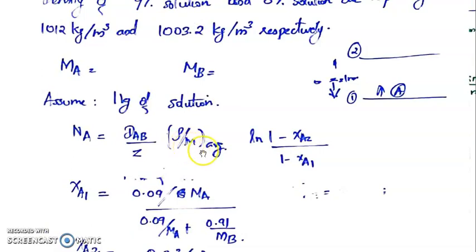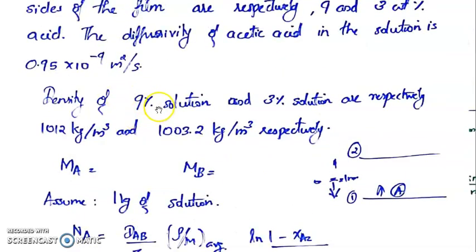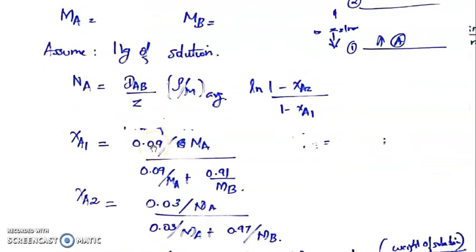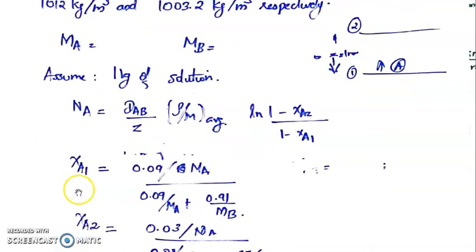So let's get back. Here, what are the data that are not known to us? Do we know rho by M average? No, we do not know. So we have to find rho by M average. We also need to find XA2 and XA1, the mole fractions at two different locations. For that, since the concentration is given as weight percentage, let us assume 1 kg of solution. I'm randomly assuming the solution to be 1 kg, and let's find out XA1 and XA2.